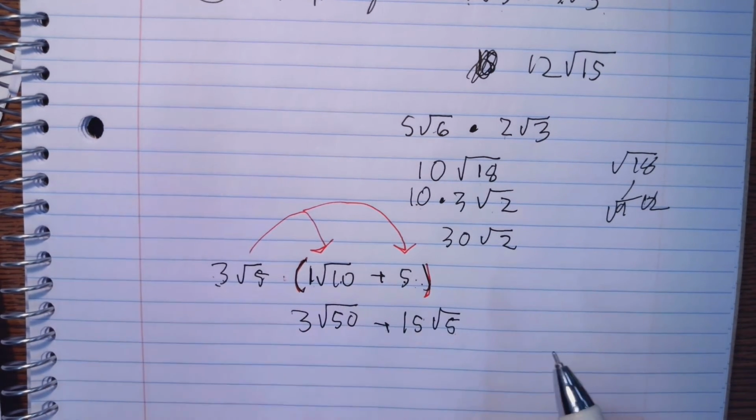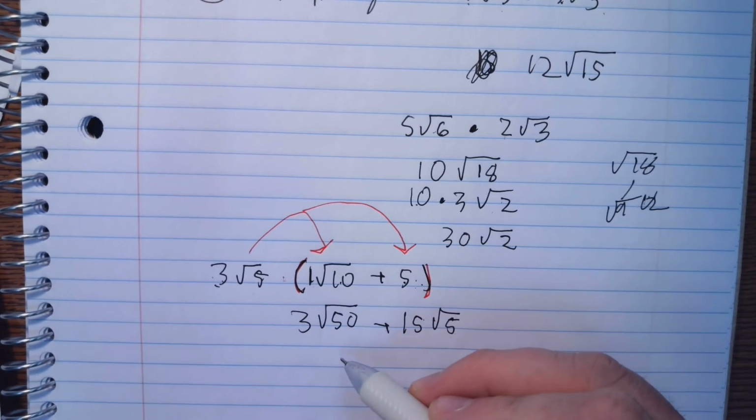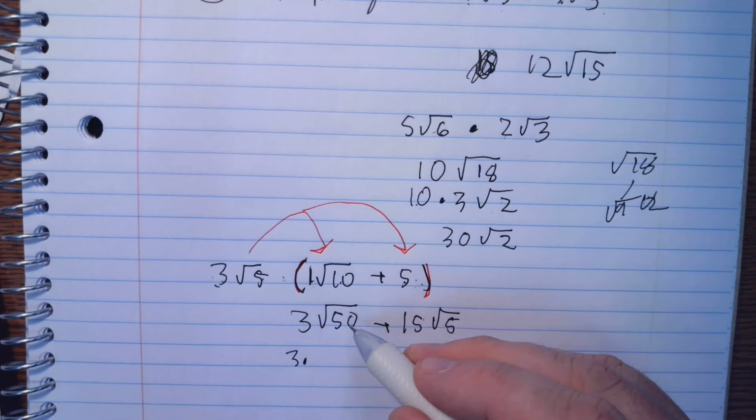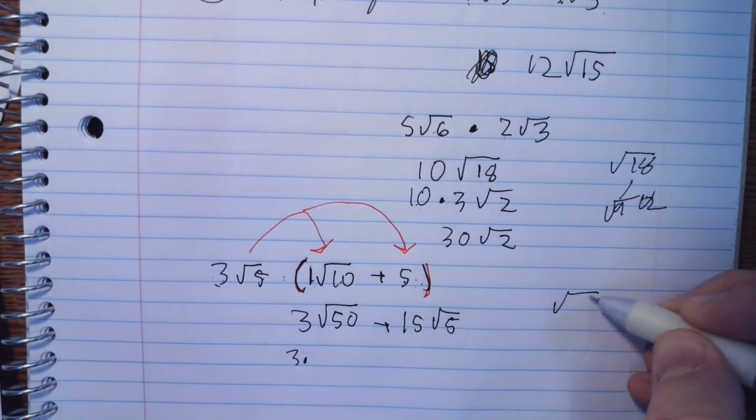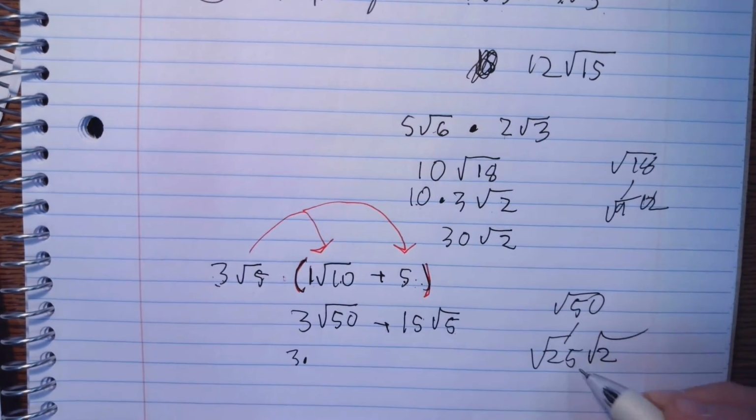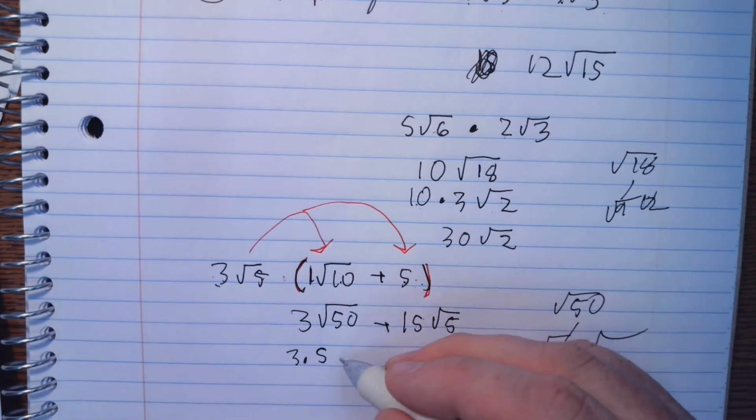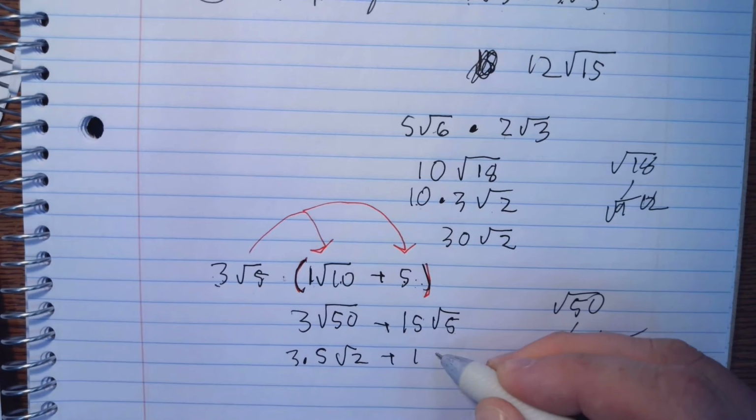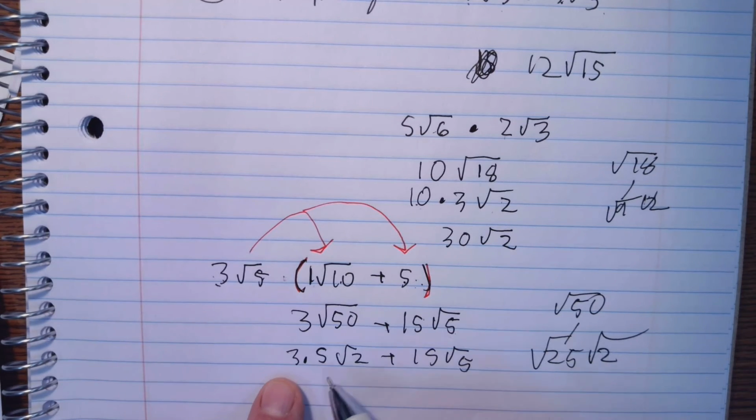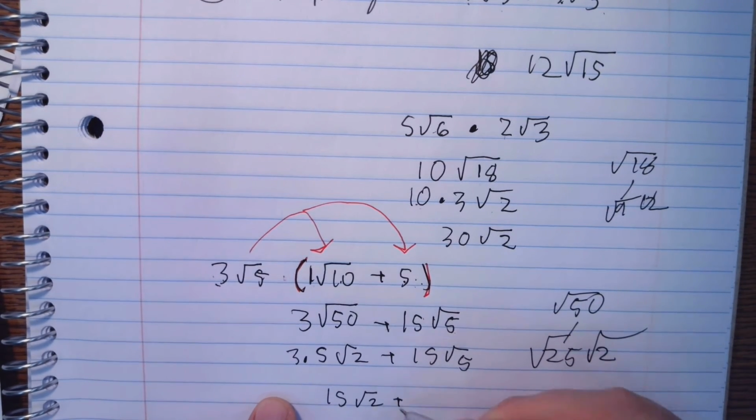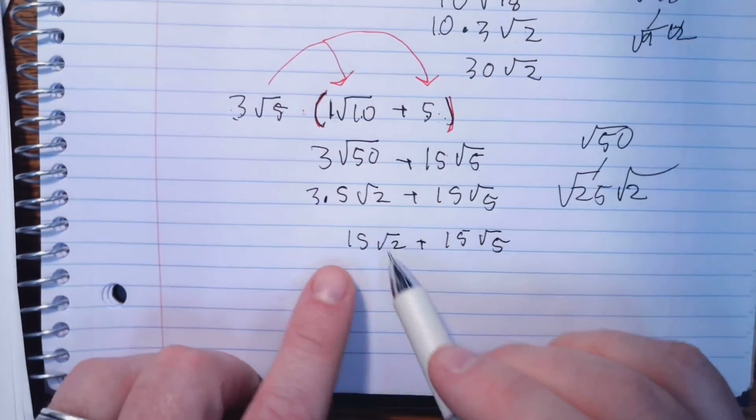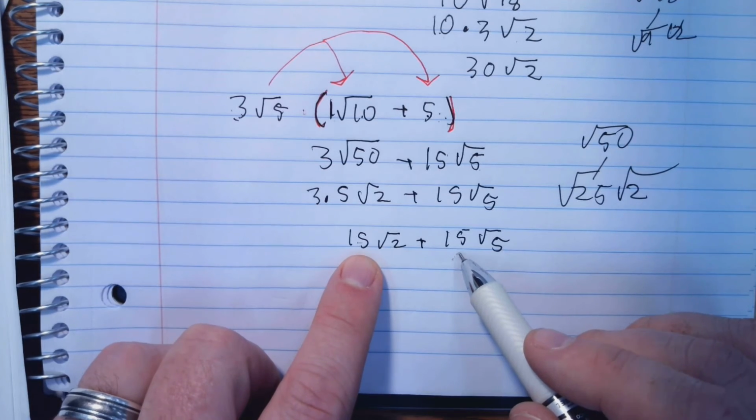All right, let's simplify this guy up and see what we got. So that makes me think that 50 is 25 and 2. So radical of 25 is 5, and then radical 2 plus 15 radical 5. I don't think I can simplify that one at all. So 3 times 5 is 15 radical 2 plus 15 radical 5. And I can't add them together, right? Those numbers match. That's fine, but that doesn't affect anything.